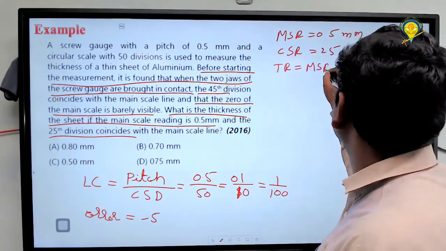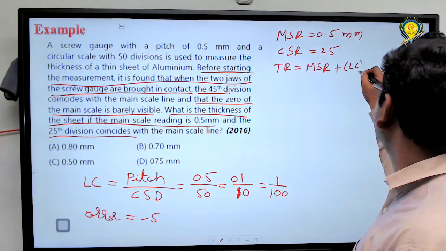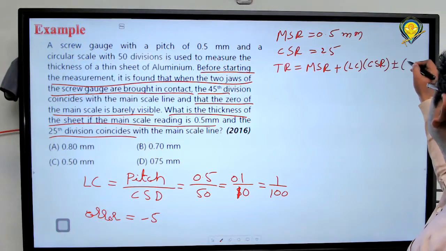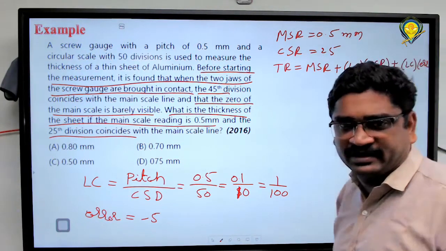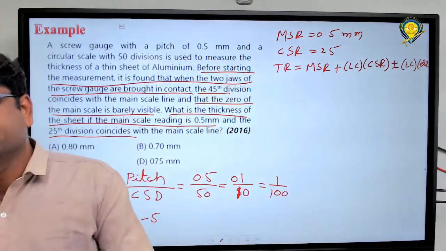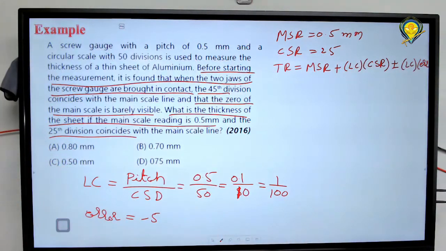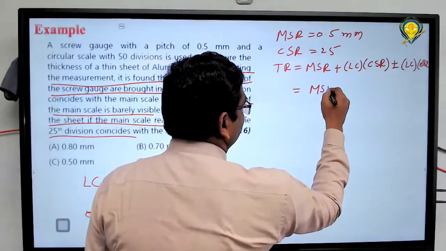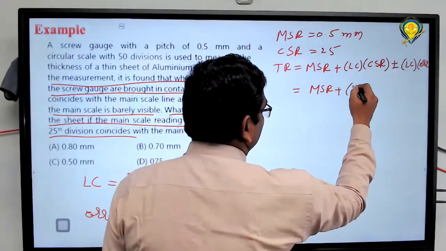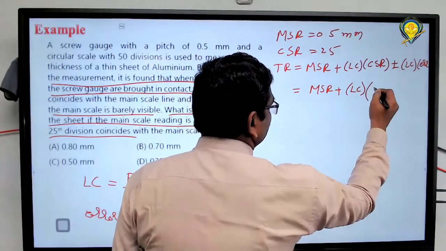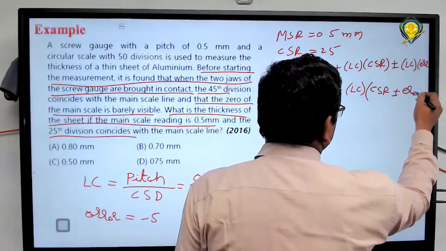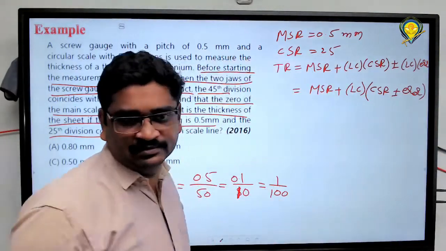Main scale reading plus least count into circular scale reading plus or minus least count into error. We need to multiply that error with the least count. Now take least count as common. Simple calculation. Take least count as common: circular scale reading plus or minus error. You can do it like this.